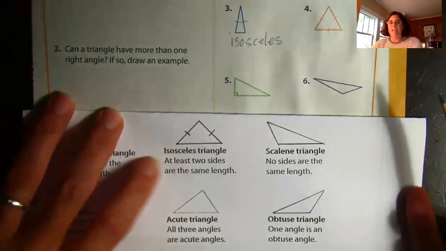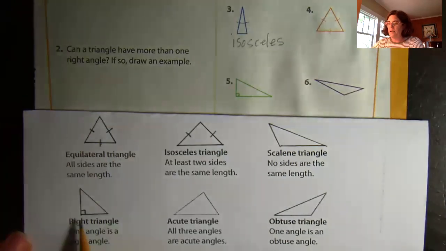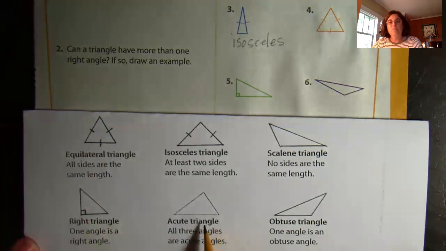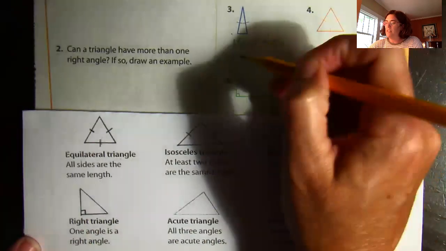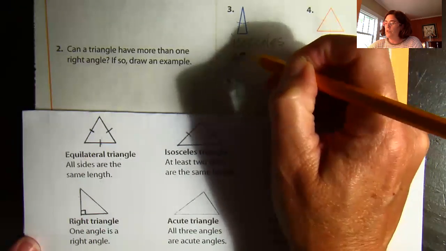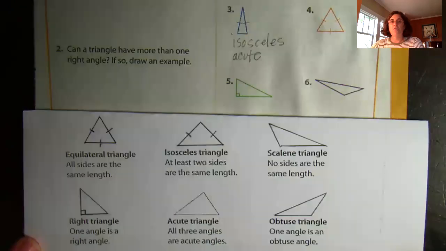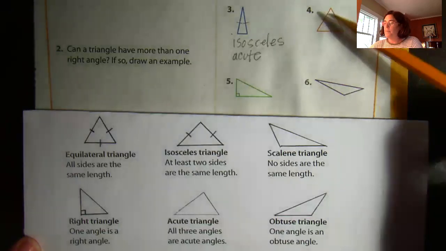Now let's look at the angles. Is there a box to tell us that there's a right angle? No. Does it look like all of the angles are less than 90 degrees? It does, but let's just double check. And the obtuse triangle, nope, none of these angles are bigger than 90 degrees. So it is an isosceles acute triangle. Good job.